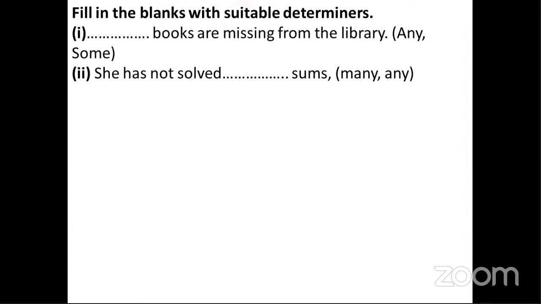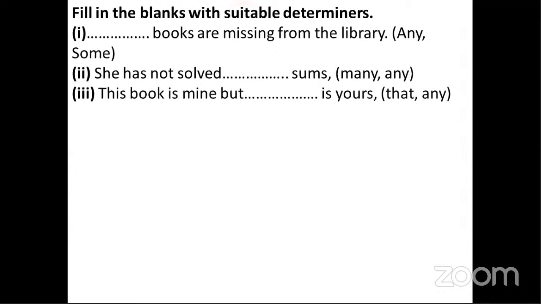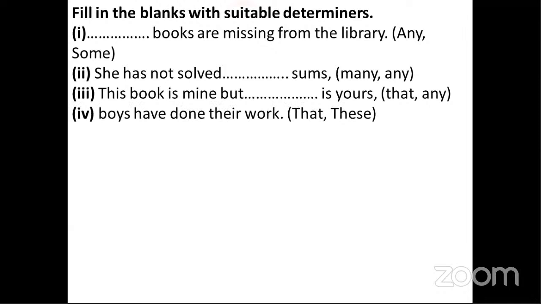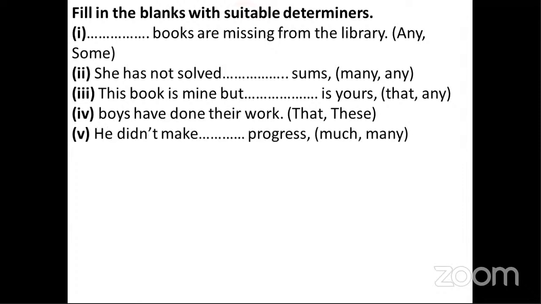This book is mine, but dash is yours. Any is yours? That is yours. This book is mine, but that is yours. Dash boys have done their work. That boys have done their work? No, these boys have done their work. He didn't make dash progress. He didn't make many progress. Does it sound correct? No. He didn't make much progress.